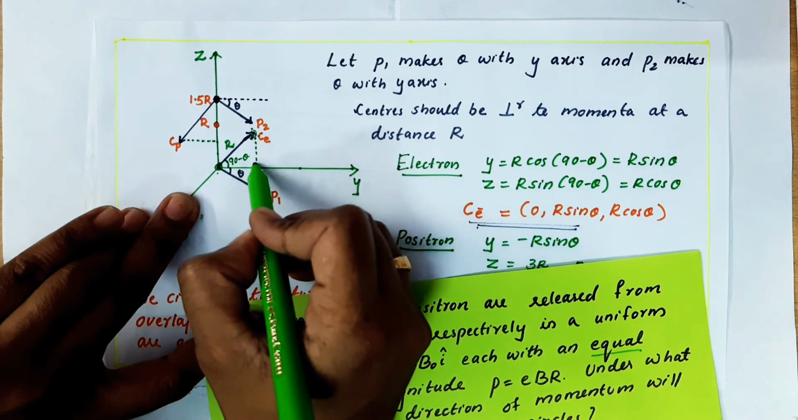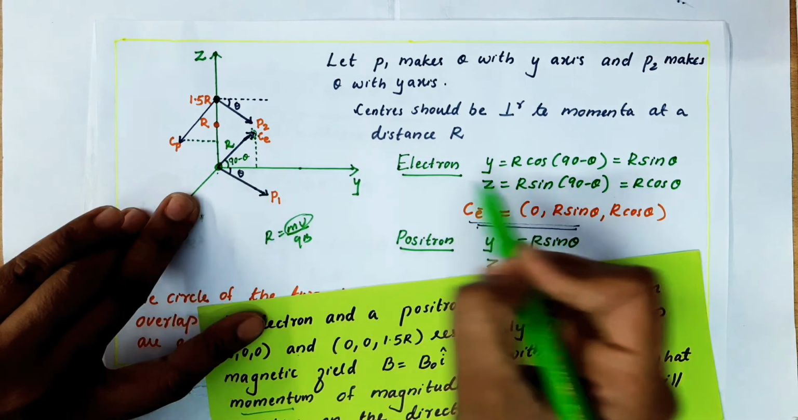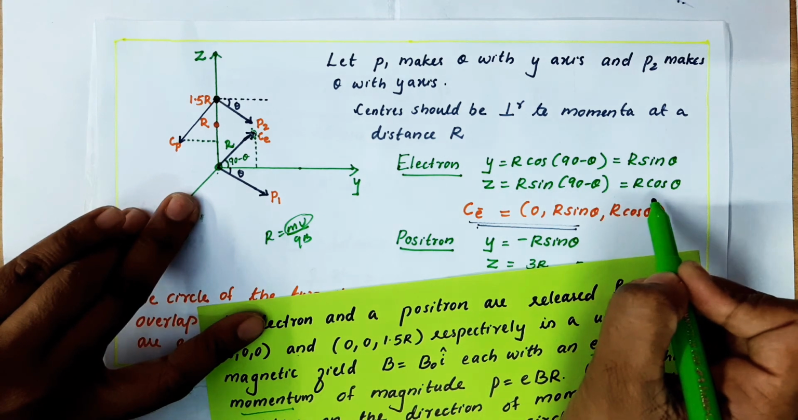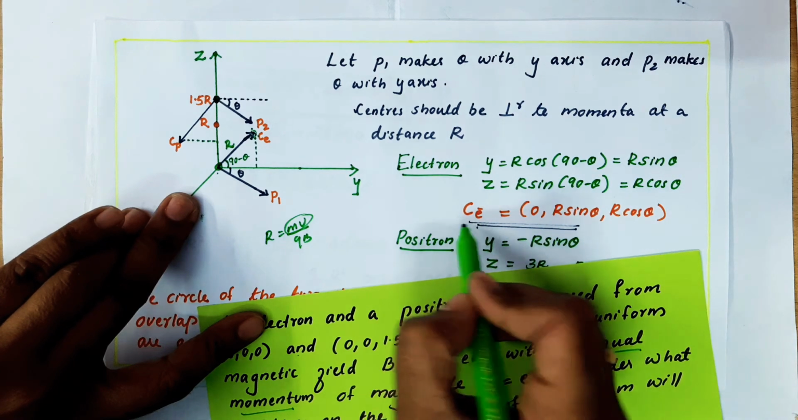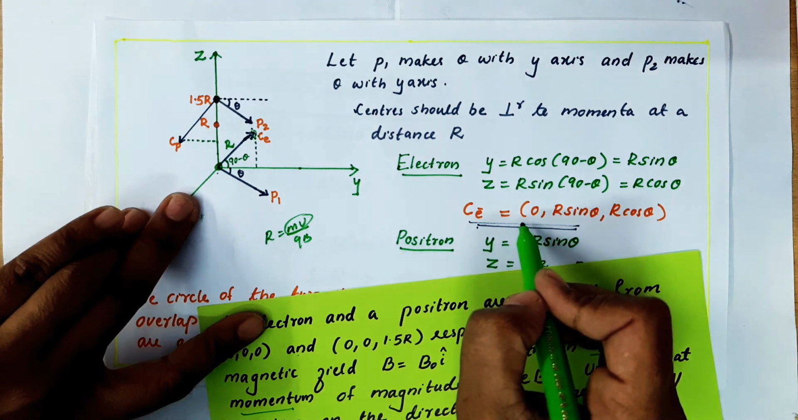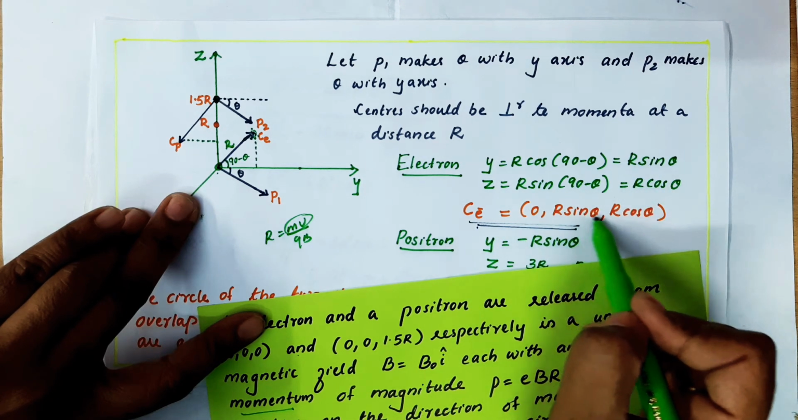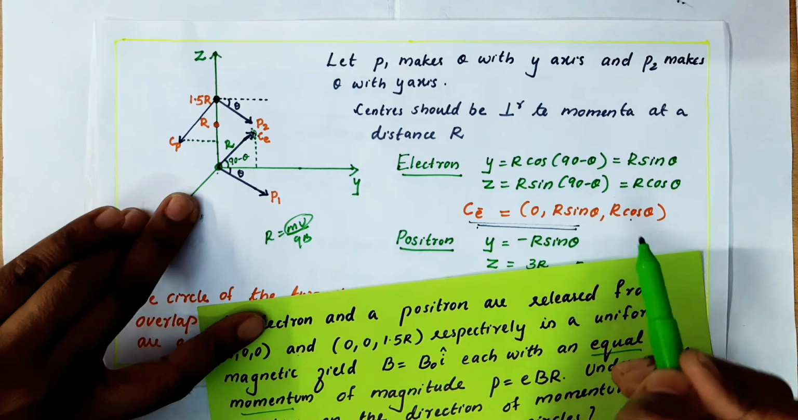If you need this distance, it is nothing but the opposite side. So we are writing R sin(90 minus theta), that is nothing but R cos theta. So we can write the coordinates as 0, because the x-axis is 0, since the magnetic field is along that direction, and your y and z are in these coordinates.